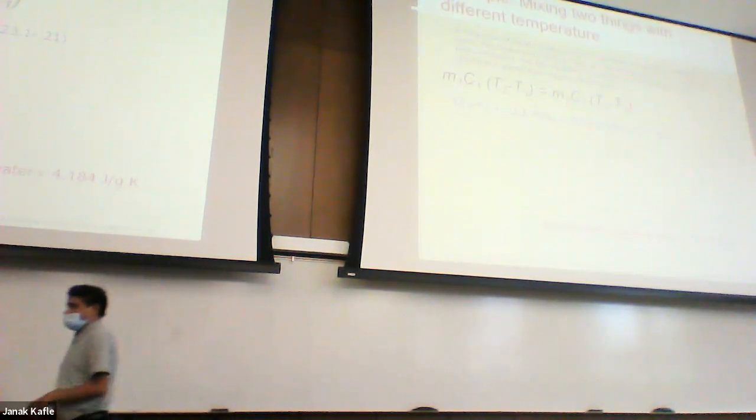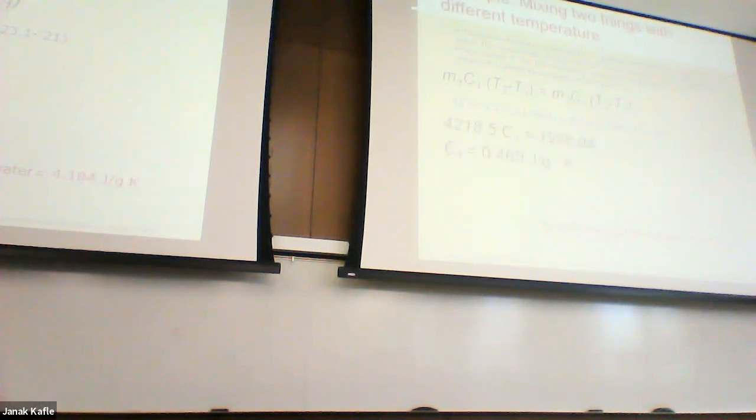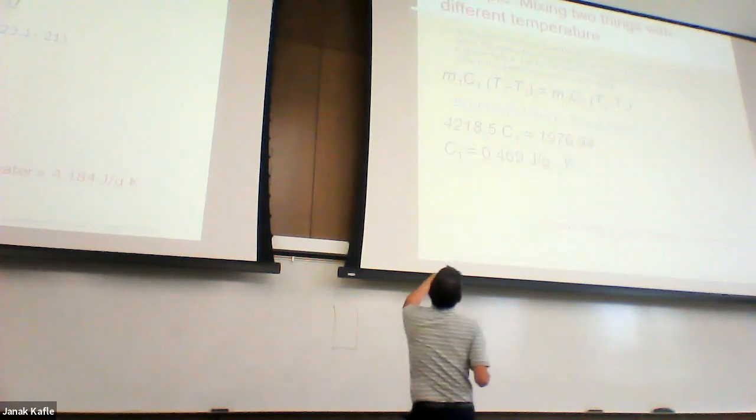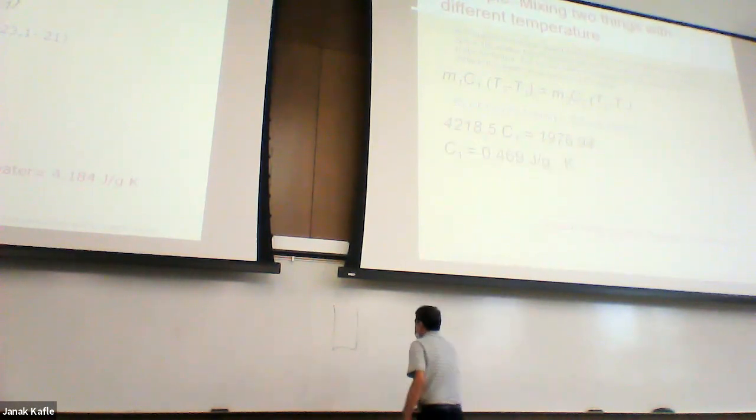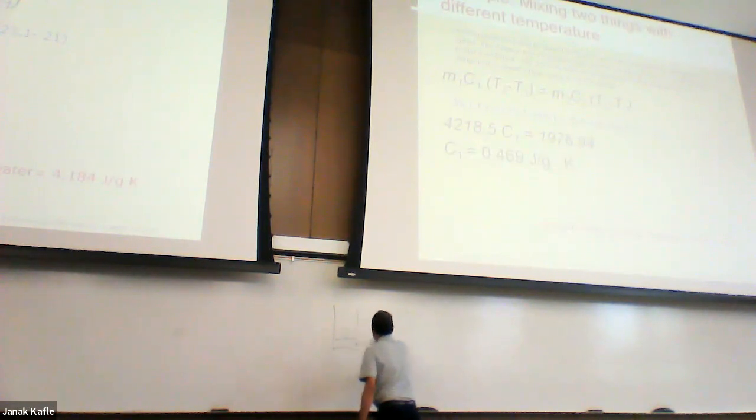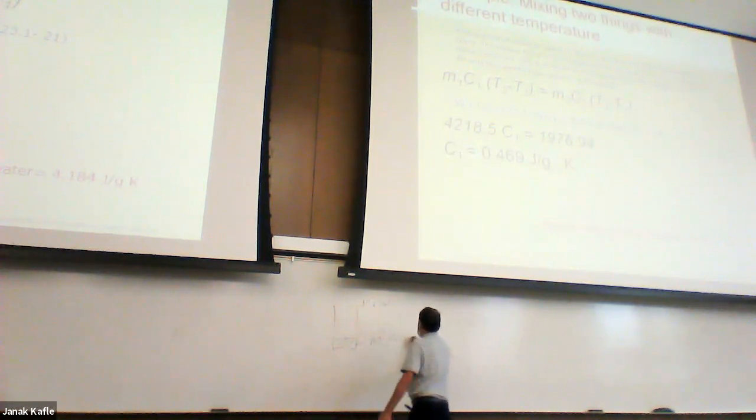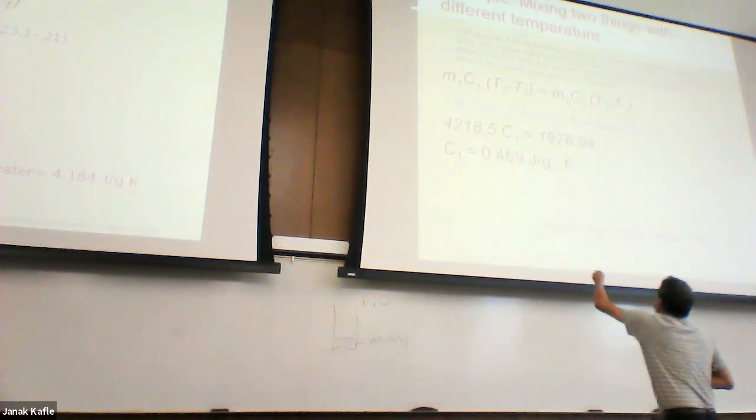So what they are saying here is mixing two things with different temperatures. A 55 gram piece of metal is heated to 99.8 degrees centigrade and then put into a beaker of water, right? So same thing. You have a 55 gram piece of metal. So some metal is here. That metal has a mass of 55 gram.